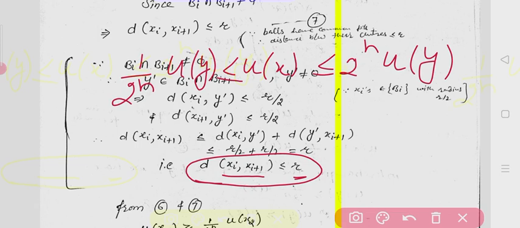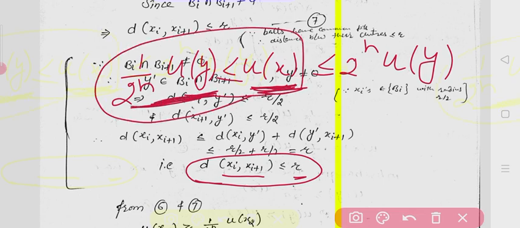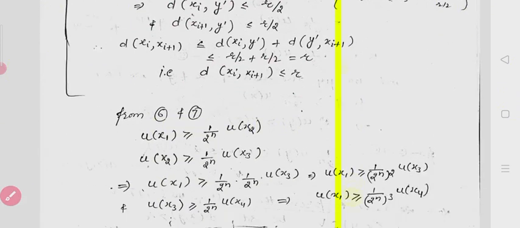Right. Now suppose this is x1 and this is x2. So you say that u of x1 is greater than or equal to (1/2)^n u of x2. Then u(x2) is greater than or equal to (1/2)^n u(x3). u(x3) is greater than or equal to (1/2)^n u(x4). We are considering that result.